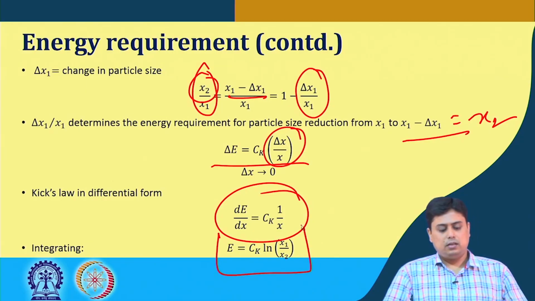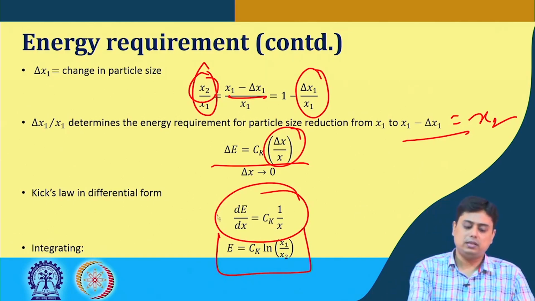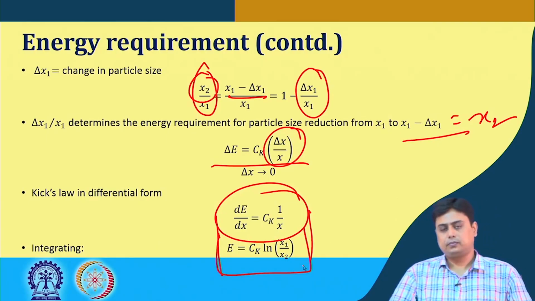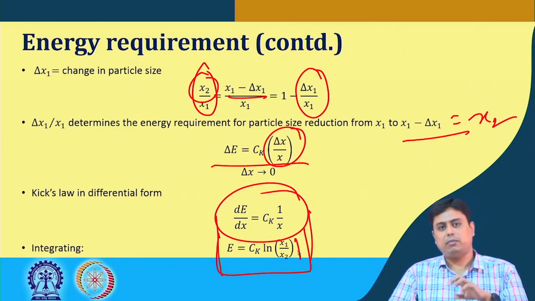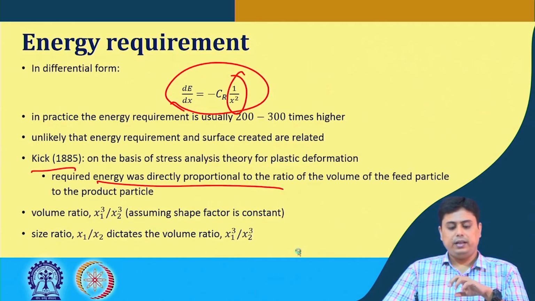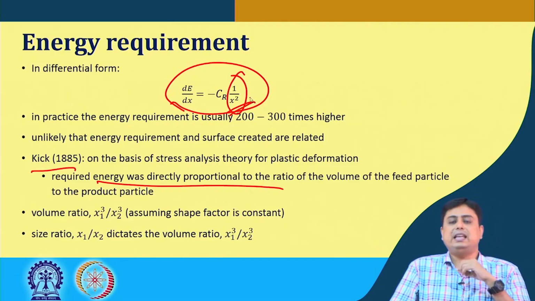So, in order to improve the Rittinger's law predictions, Kick came up with these expressions. Now, from surface area creation, this has become the size ratio of the initial and the final particle, x1 by x2, which is the initial particle size by final particle size. And earlier in Rittinger's law, it was dealing with the differential form of the surface area, 1 by x square.